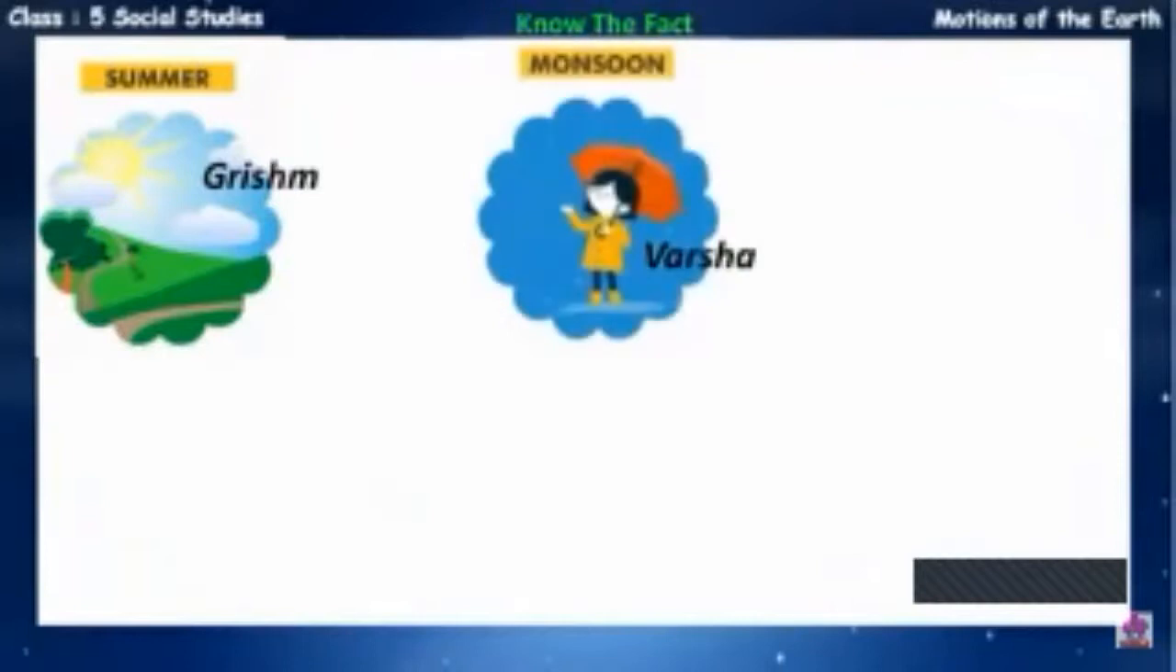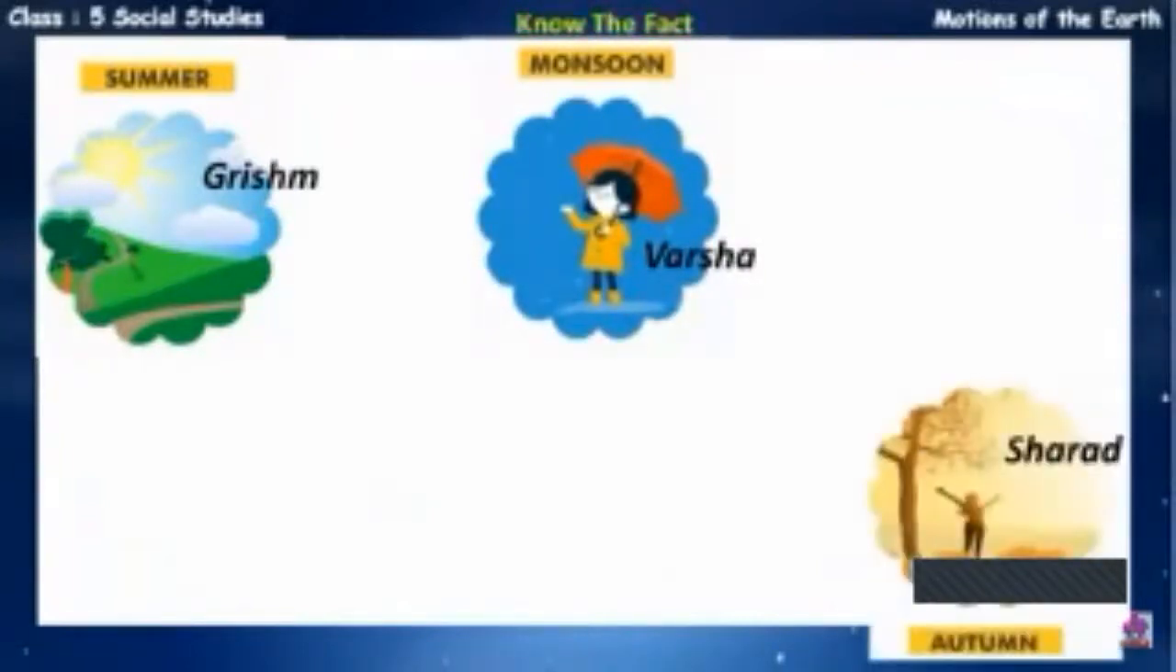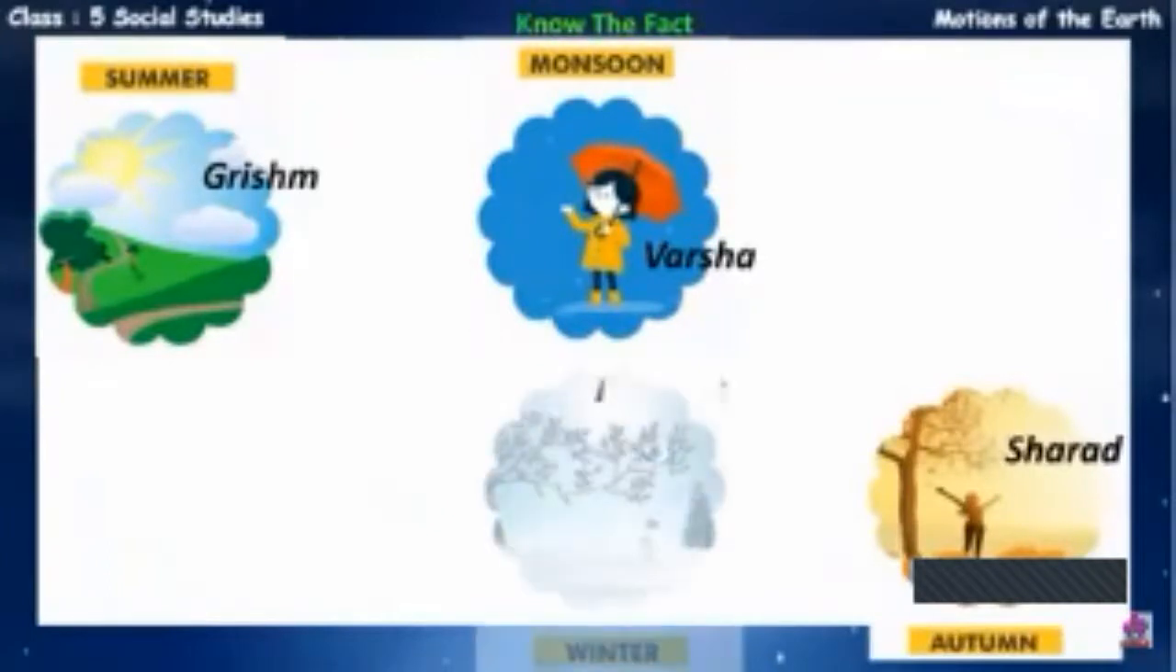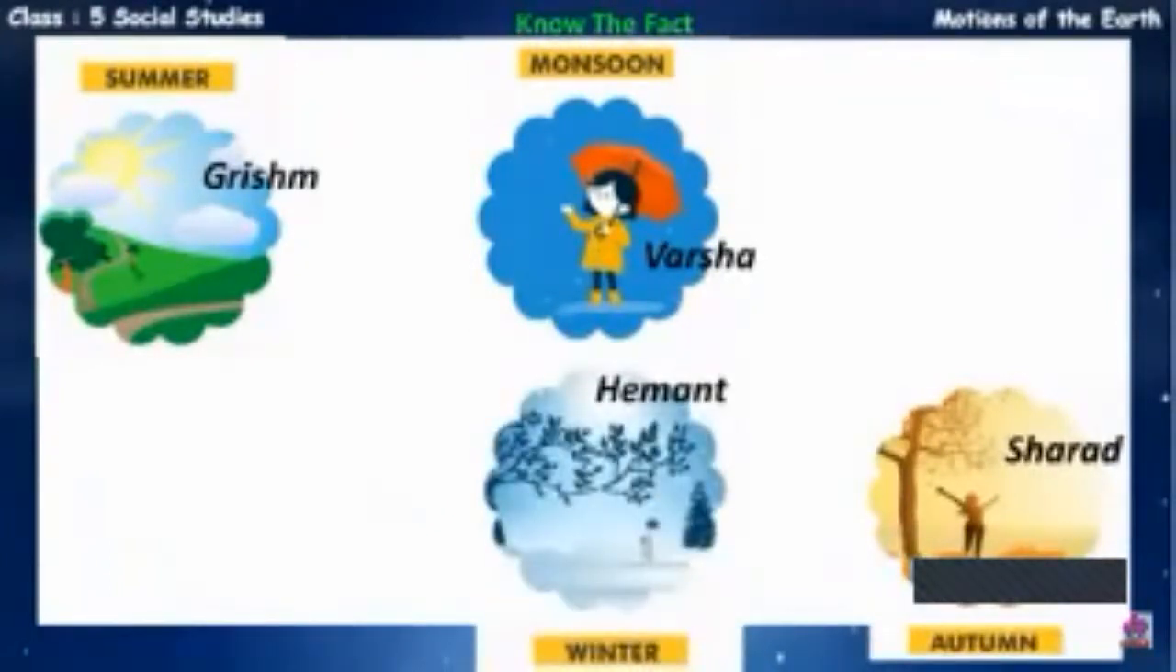Know the fact. Six seasons in ancient India were identified with the following Sanskrit names: Grishma, summer; Varsha, monsoon; Sharad, autumn; Hemant, winter; Shishir, the season when snow thaws; and Vasant, spring.